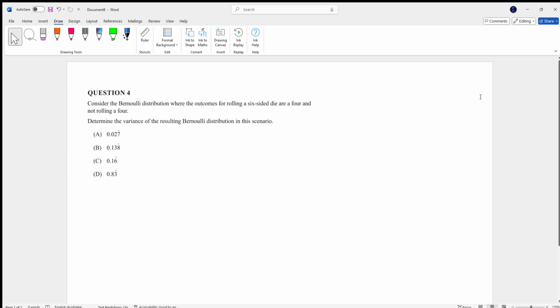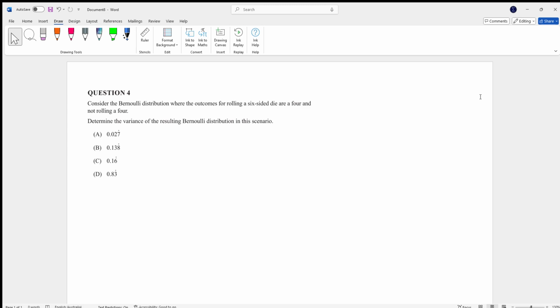Anyway, let's get straight into this guy here. Consider the Bernoulli distribution where the outcomes of rolling a 6-sided dice are 4 and not rolling 4. So determine the variance of the resulting Bernoulli distribution in this scenario.